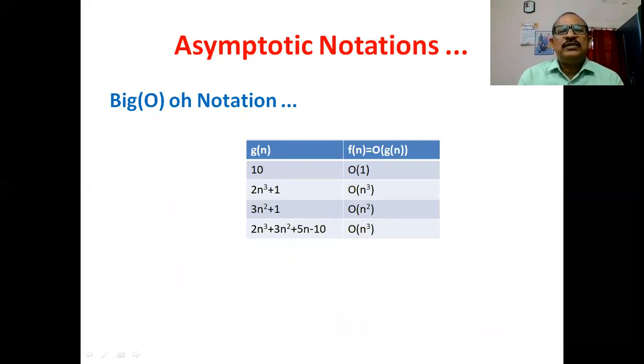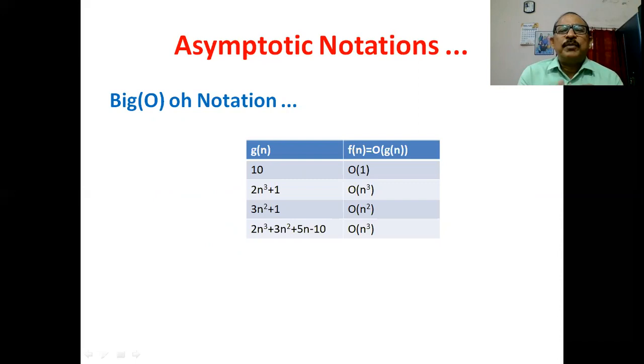Here in this table you can see there are two columns, one is the function g(n) and the next is the big O of the function g(n). The first entry in column g(n) is 10 and big O of 10 is O(1). 1 indicates constant time. Here the 10 represents that when you execute the algorithm, it takes 10 steps to execute. Therefore, the complexity of this algorithm is constant time. Here 1 represents the constant time.